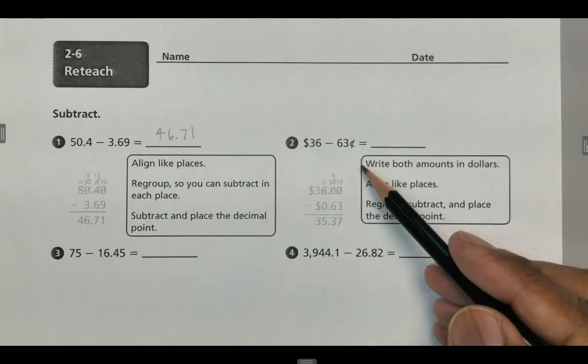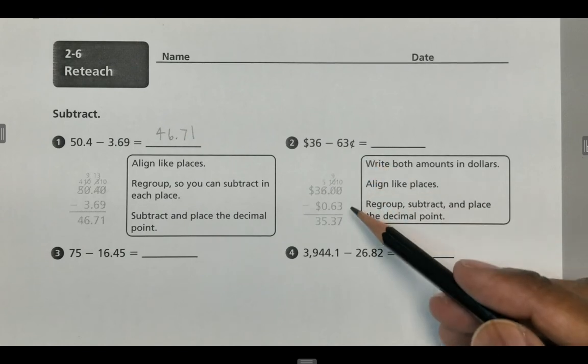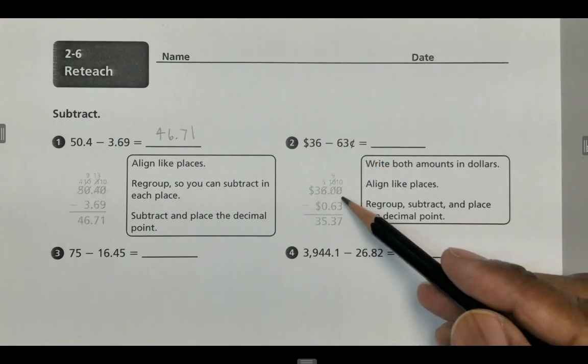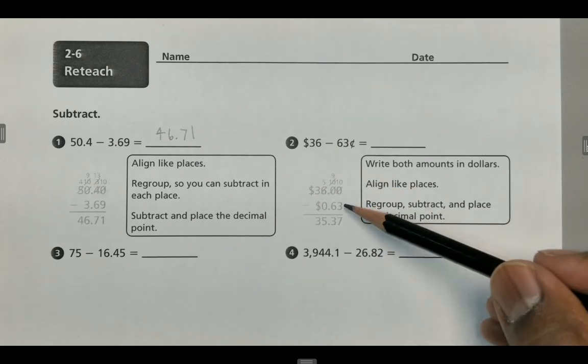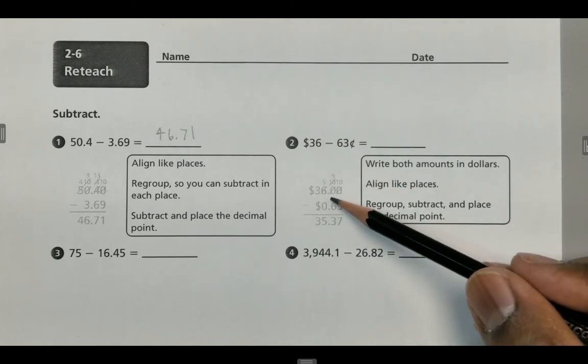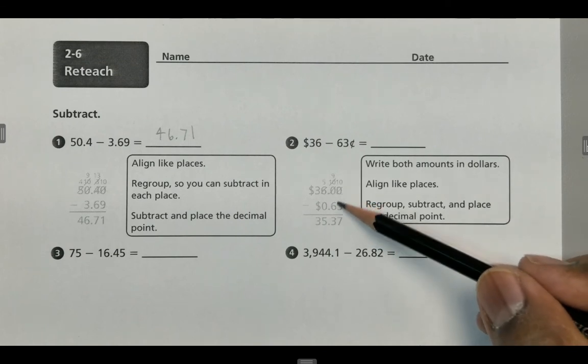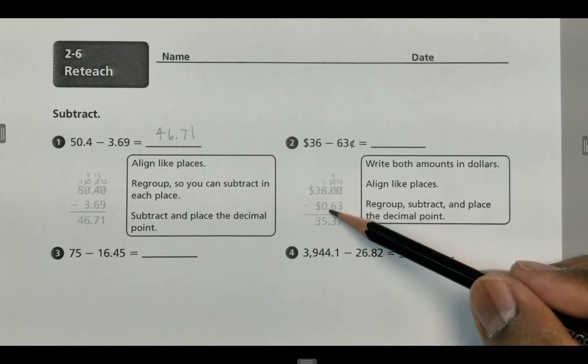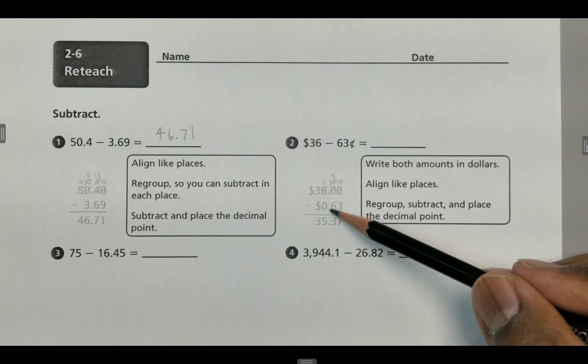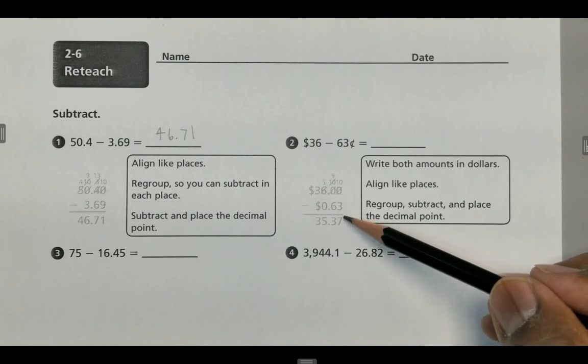Number two, $36 minus 63 cents. Again, this has been set up for us, and I see right away another subtracting across zeros example. So 36, we can add a decimal point there and 2 zeros there so that we can line up the 63 cents below it.